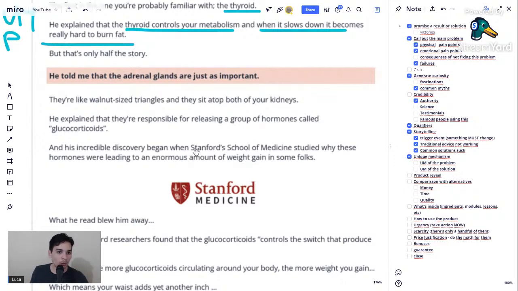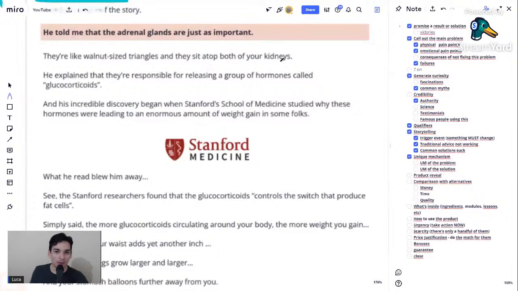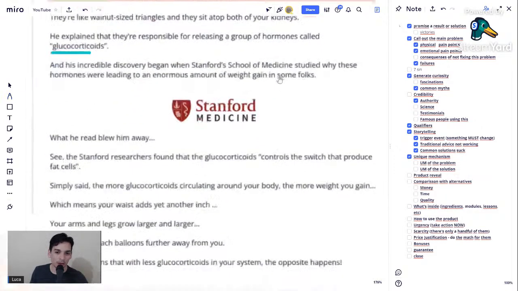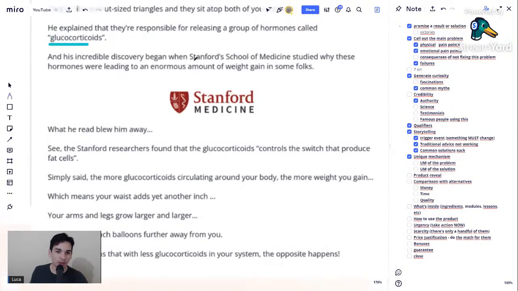They are like walnut-sized triangles, and they sit atop both of your kidneys. He explained that they are responsible for releasing a group of hormones called glucocorticoids, and his incredible discovery came when Stanford School of Medicine studied these hormones, which can lead to an enormous amount of weight gain in some folks, right? And we are introducing here Stanford School of Medicine, which is one credibility builder, right? We have scientific studies, right? And names and that kind of stuff.